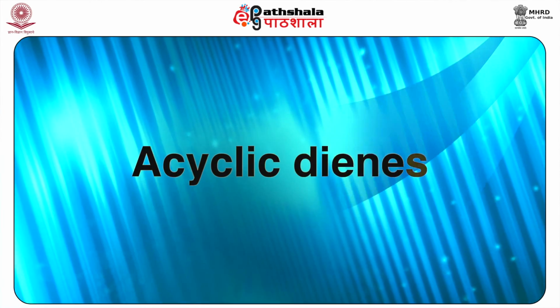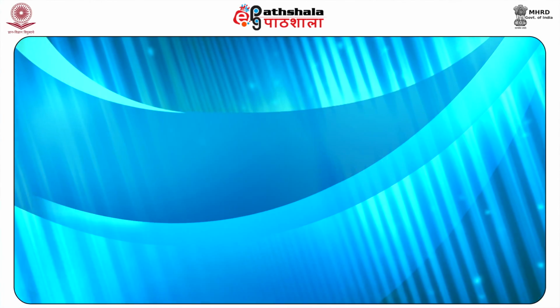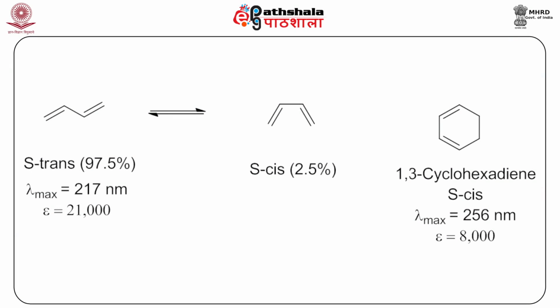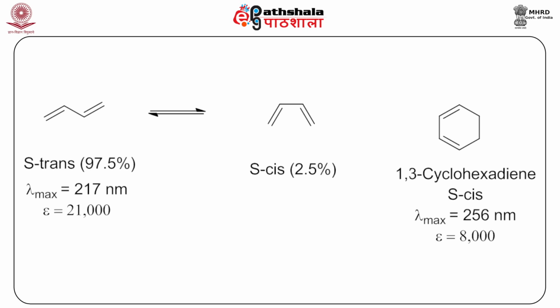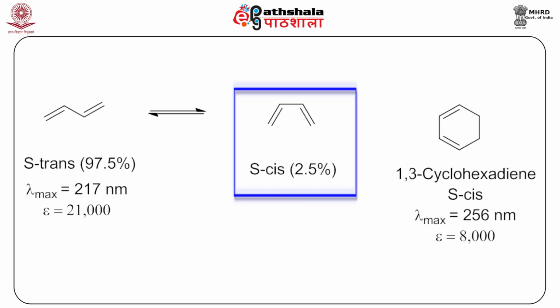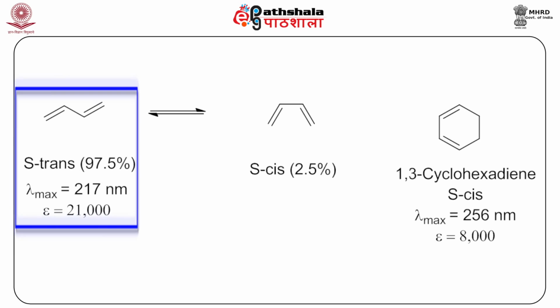Coming first to the acyclic dienes. An acyclic diene exists mostly in the s-trans, that is, a transoid conformation, as is shown in the figure in the case of butadiene. As acyclic dienes can rotate about their single bond to give either a cissoid or a transoid conformation, they exist in the trans form due to their high stability.